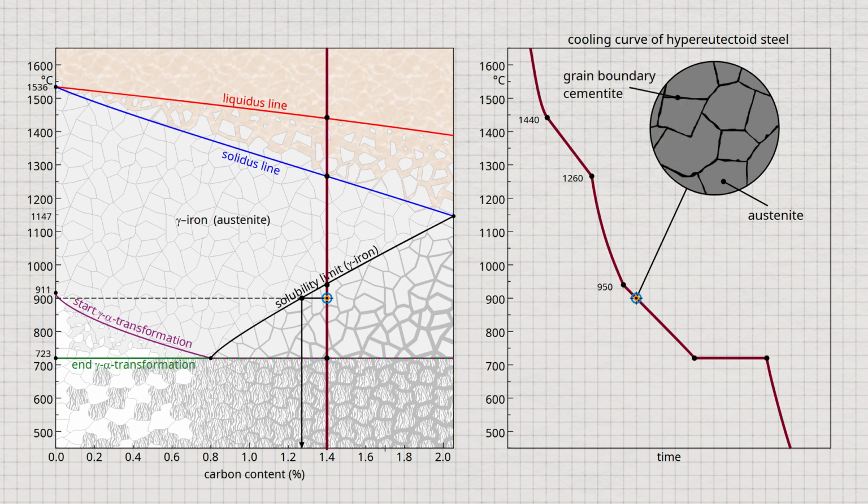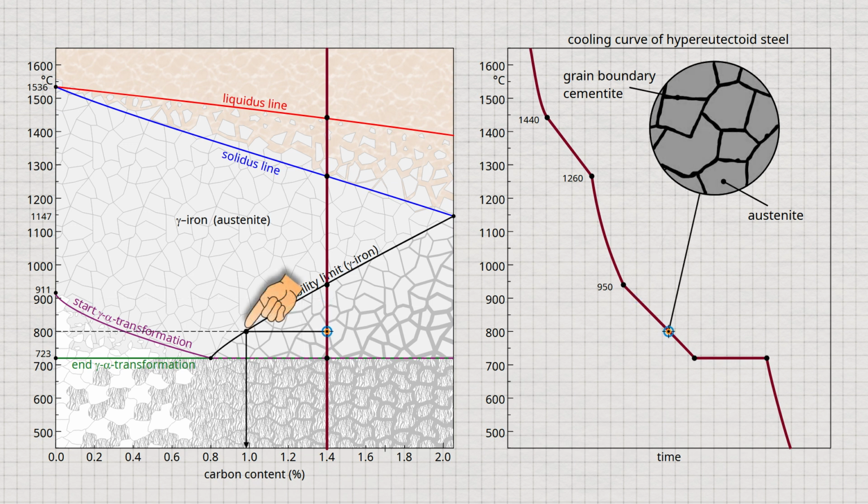The precipitation takes place preferentially at energetically favorable sites such as grain boundaries. For this reason, the precipitated cementite is also known as grain boundary cementite. As the temperature continues to decrease, the maximum solubility also decreases and more cementite precipitates at the grain boundaries. Thus, at a temperature of 800 degrees Celsius, only a maximum of about 1% carbon is soluble and therefore present in the austenite. The rest is precipitated at the grain boundaries.